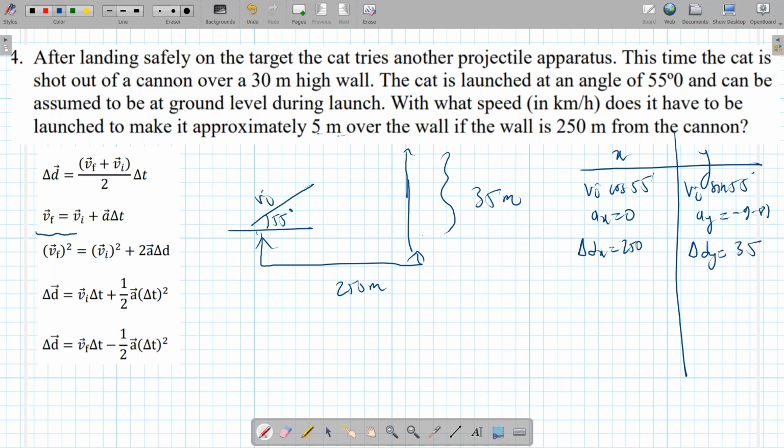Guess we can use this one, okay? But we don't have the final velocity yet. So in the x direction, a is always 0, so this thing always cancels out. What does this mean? It's the same. Yeah, it's the same.